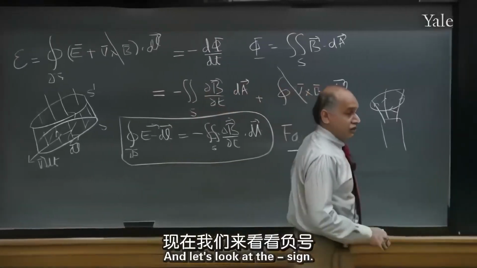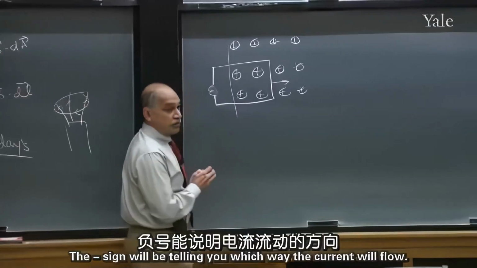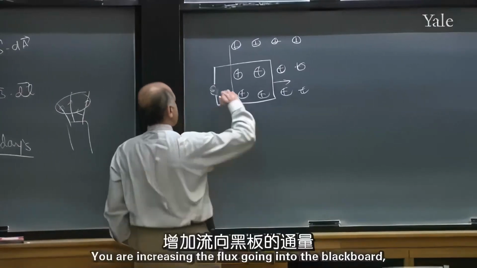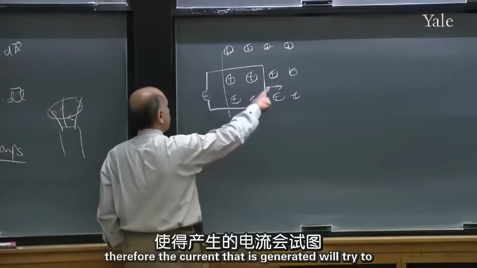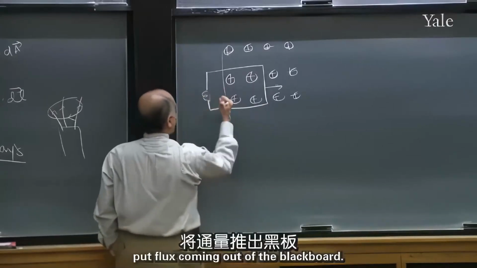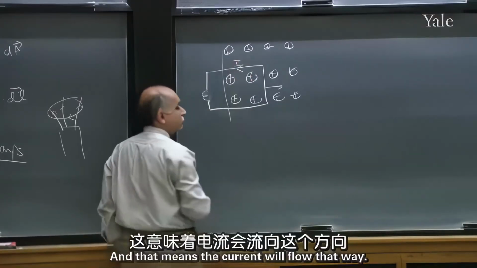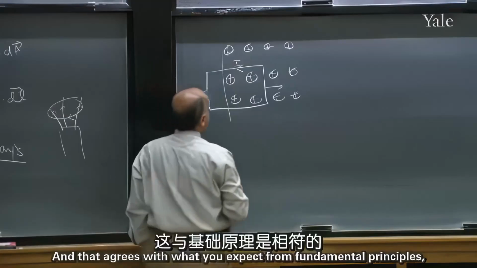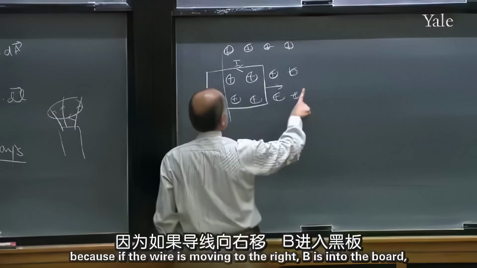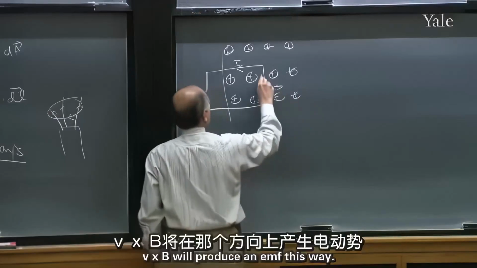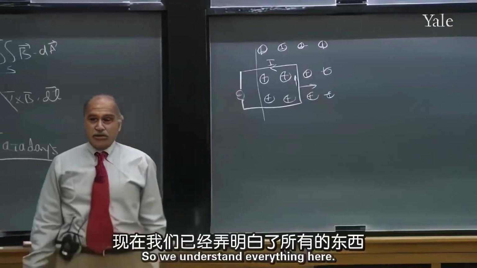And let's look at the minus sign. The minus sign will be telling you which way the current will flow. You are increasing the flux going into the blackboard. Therefore, the current that is generated will try to put flux coming out of the blackboard. And that means the current will flow that way. And that agrees with what you expect from fundamental principles, because if the wire is moving to the right, B is into the board, V cross B will produce an EMF this way. So we understand everything here.